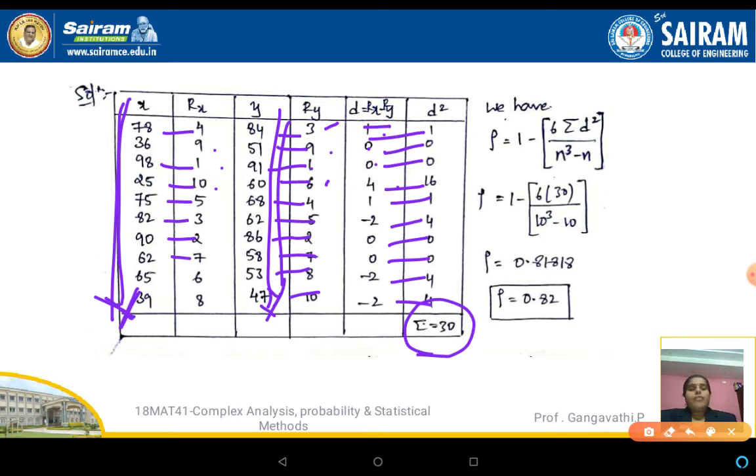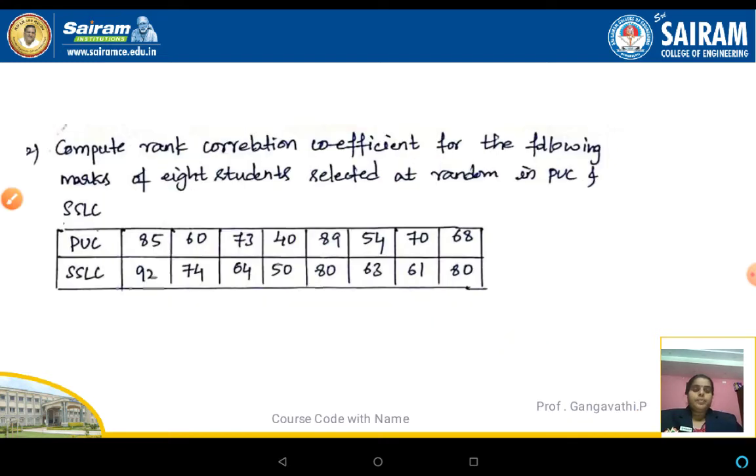Recall here the rank correlation formula, which is rho is equal to 1 minus 6 summation d square by n cube minus n. Substitute for summation d square, which is 30, n is equal to 10, 10 cube minus 10. On simplifying, we get the rank correlation rho, which is equal to 0.82.